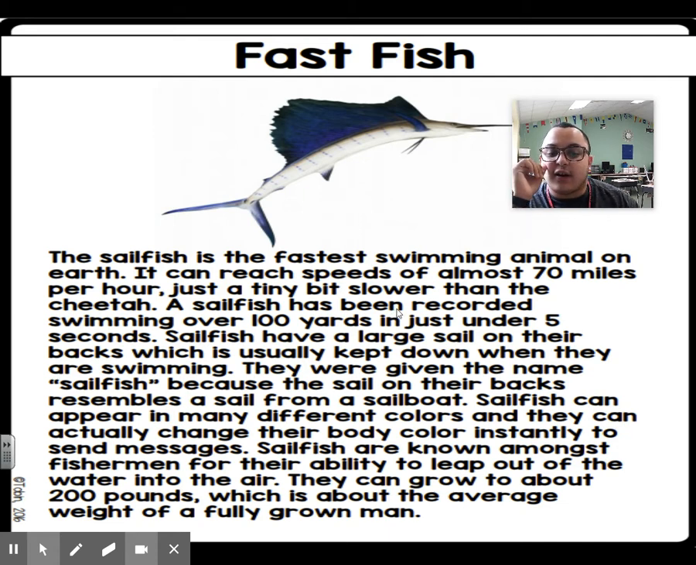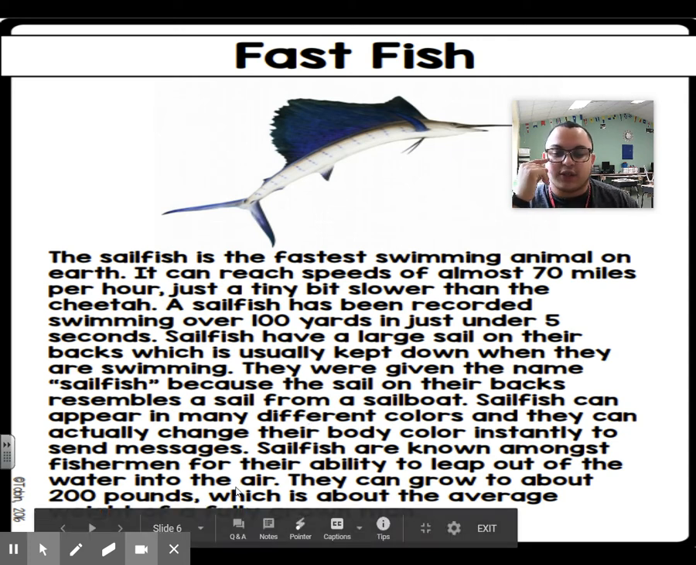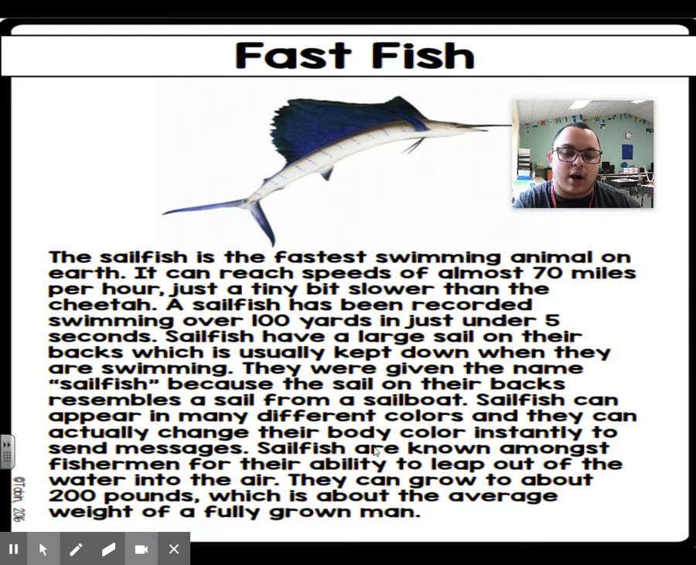Sailfish have a large sail on their backs, which is usually kept down when they are swimming. They were given the name sailfish because the sail on their backs resembles a sail from a sailboat. Sailfish can appear in many different colors, and they can actually change their body color instantly to send messages. Sailfish are known amongst fishermen for their ability to leap out of the water into the air. They can grow to be about 200 pounds, which is about the average weight of a fully grown man.